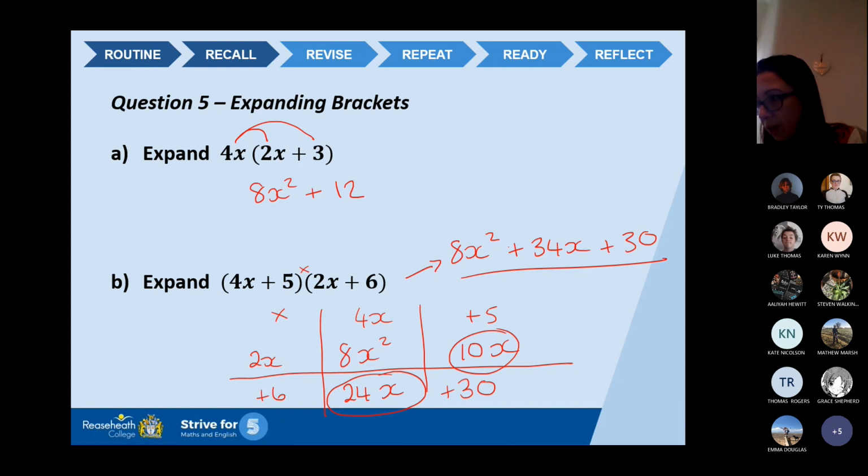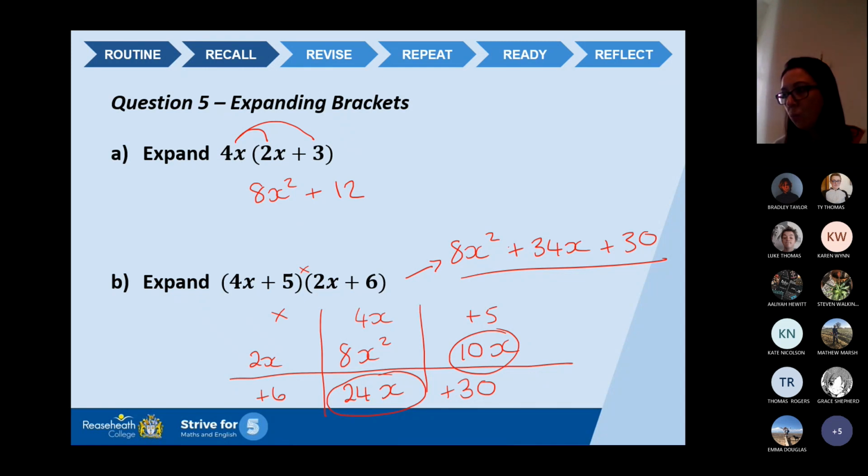Well done, Harry. You were really close. You'd get a mark for that. You'd get a mark for the 8x squared. Aaliyah, yes, Aaliyah's got it. Is it Aaliyah or Aaliyah? Sorry if I'm pronouncing that incorrectly. Darcy smashed it. Well done. Kate, you've smashed that one as well. Brilliant. That's really, really impressive.